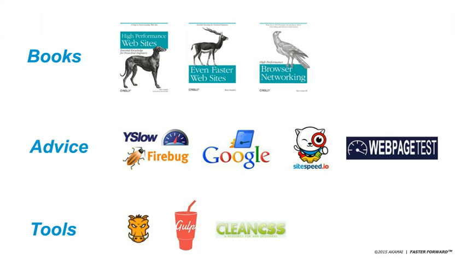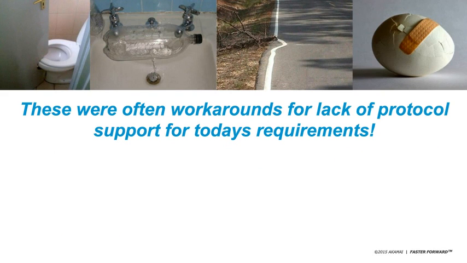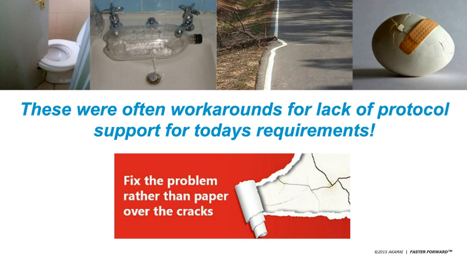So when we go away and build our code, we can then apply some of these best practice rules after that code has been written, and before we deploy our websites. So although we've now got all these great tools and books and advice around how to improve performance over HTTP 1.1, essentially all of these bits of advice are just workarounds for the lack of protocol support for today's modern requirements. As we've seen, websites have got bigger and more rich in content. So around 2007, the decision was made that rather than keep using these workarounds, we should actually try and fix the problem rather than papering over the cracks.